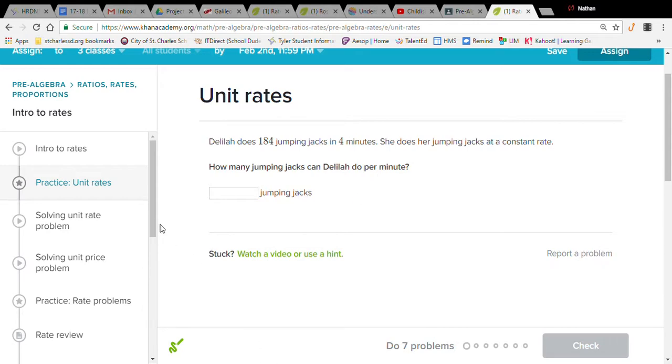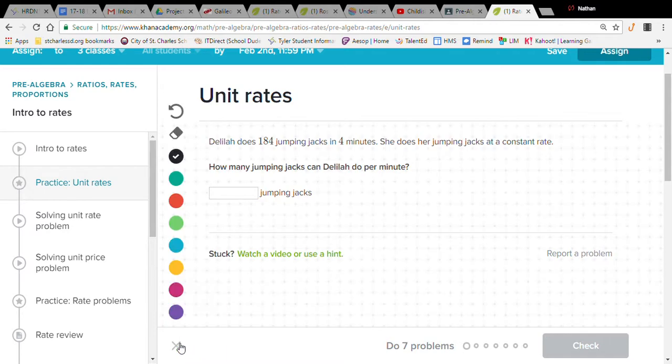But you can also solve it using a proportion. So I'll show you a couple different ways to solve this. It says Delia does 184 jumping jacks in 4 minutes. She does her jumping jacks at a constant rate. Okay, that means she doesn't speed up or slow down. She goes at the same speed over the 4 minutes. How many jumping jacks can Delia do per minute? So for every 1 minute, how many jumping jacks can she do?